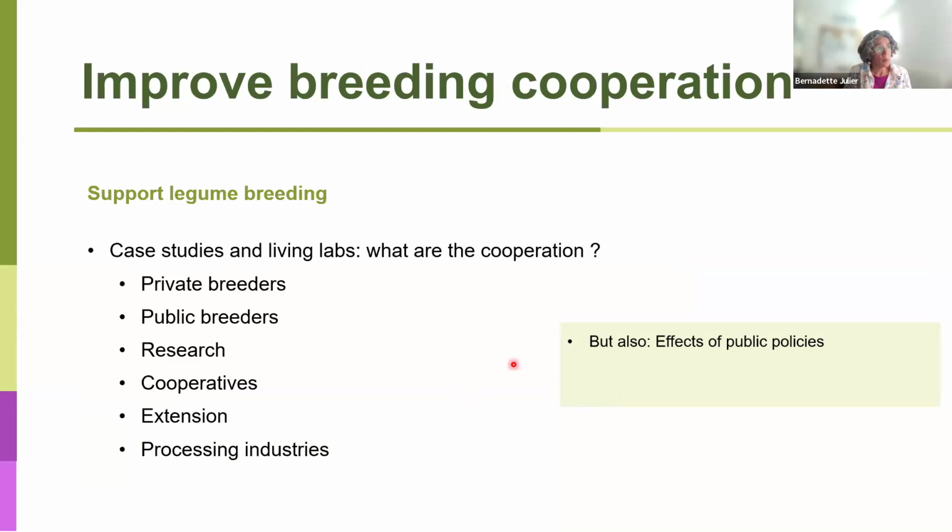And we also have to improve breeding cooperation among actors of the breeding, and to better support legume breeding. So we are studying some case studies and living labs to see what the cooperation is between partners. So between private breeders, public breeders, research, but also cooperative extension services, and maybe processing industries, and to see how to support legume breeding. We are also analyzing the effect of public policies on the capacity for breeders to continue legume breeding.